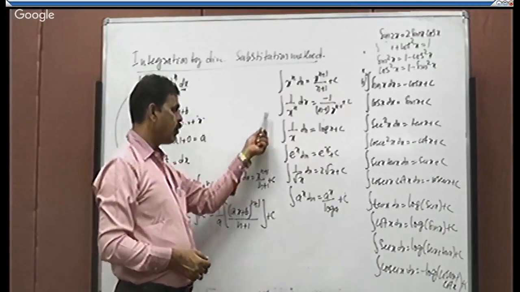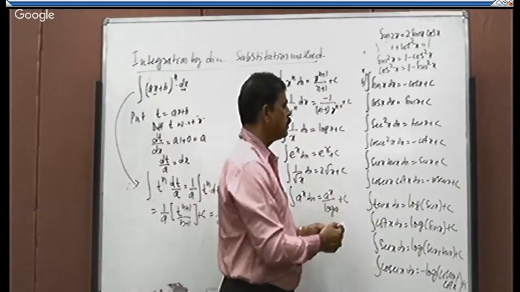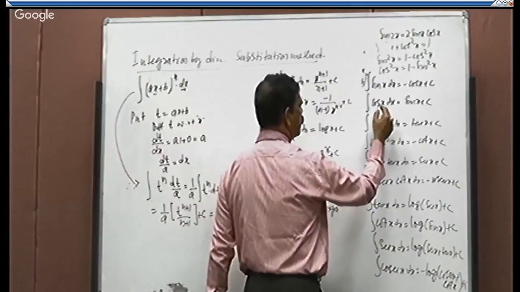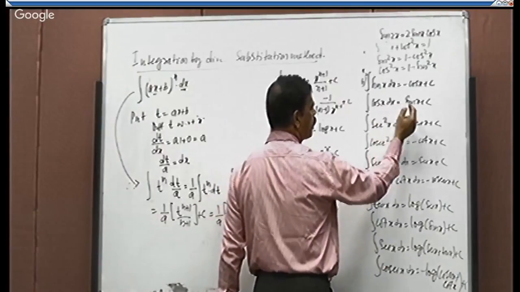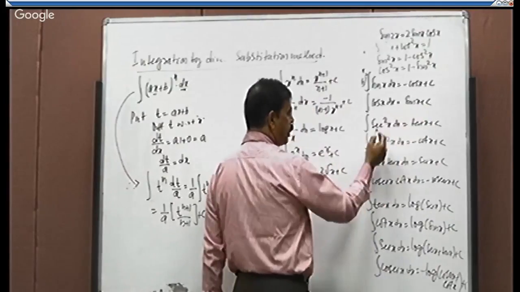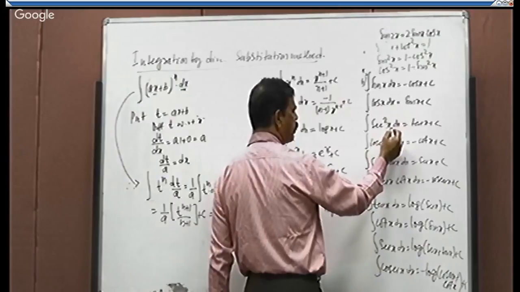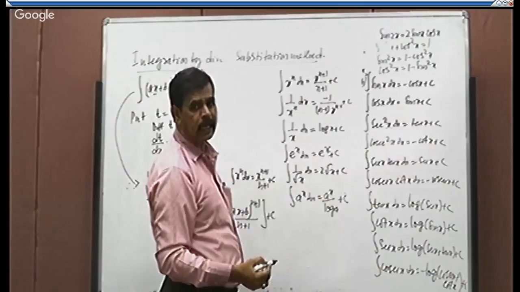We need to extend this procedure to all the standard integrals. Suppose it is the integration of cos of ax plus b, what will be the answer? Sin of ax plus b divided by a. Integration of secant square of ax plus b, what is it? Tan of ax plus b divided by a.